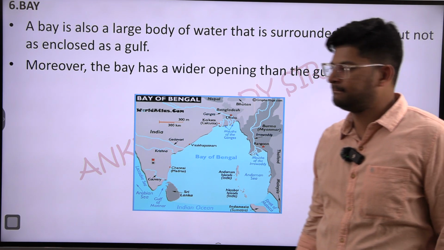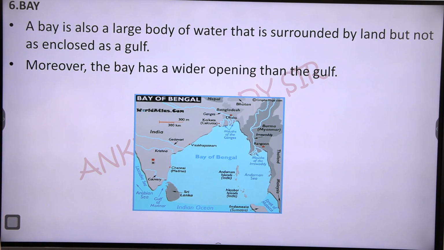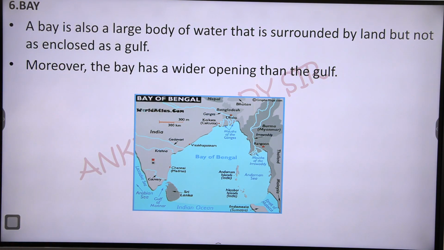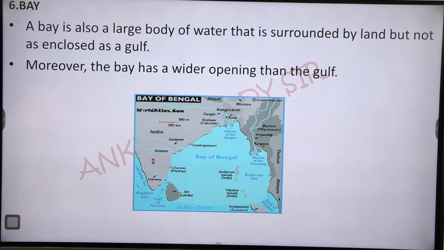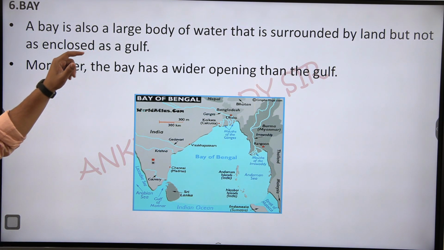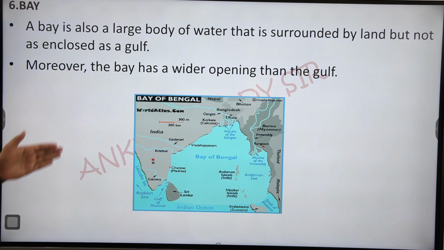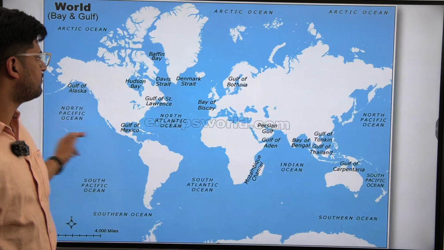Next, bay. What is a bay? A bay is also a part of a water body. Now it is not narrow, it is broad. It is also surrounded by land like a Gulf, but a bay is broad, a Gulf is narrow. So a bay is also a large water body that is surrounded by land but not enclosed like a Gulf. It is wider when compared to a Gulf. So this is called the Bay of Bengal, you all know.